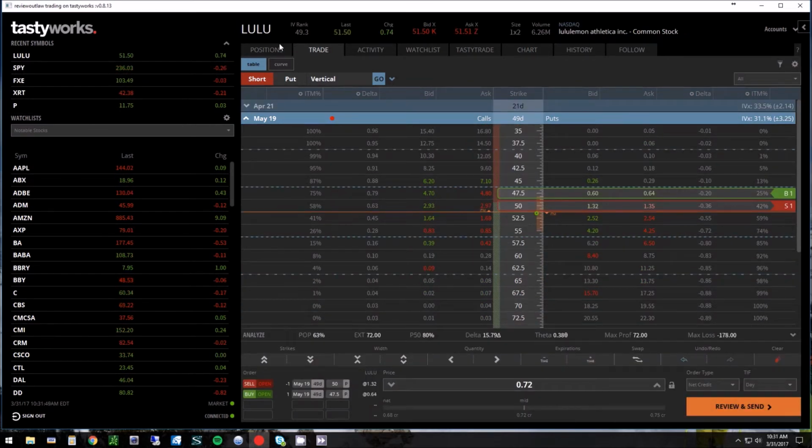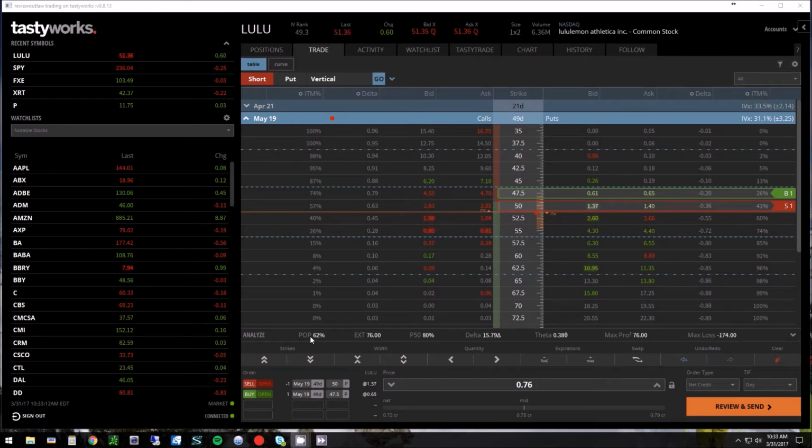Hey guys, I'm going to show you a put vertical spread in Lululemon. So earnings just came out, Lululemon dropped, so I'm looking at doing a vertical put spread. So basically my assumption is that Lululemon's going to rise in price, it just dropped dramatically in price. I'm selling to open a $50 put and buying to open a 47.50 put.